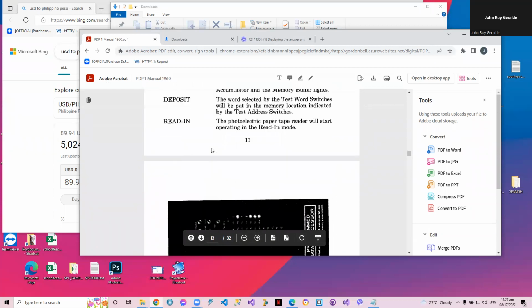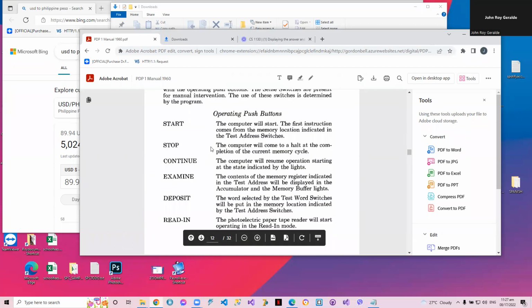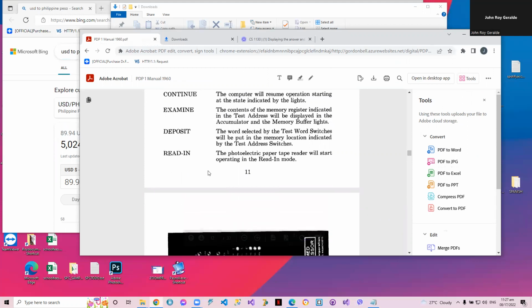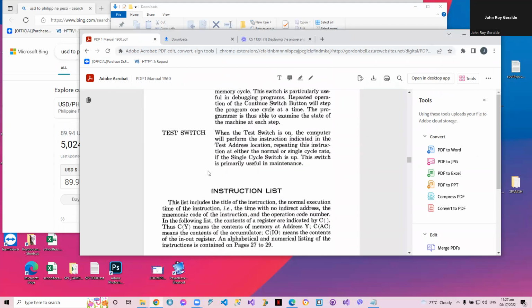Now let's look at the buttons. This is how to operate the PDP-1. It will have a start, stop, continue, examine. The contents of the register of the memory indicated in the address will be displayed in the accumulator. Deposit will transfer the accumulator to memory. Read in will read the tape reader, and possibly transfer to the accumulator.